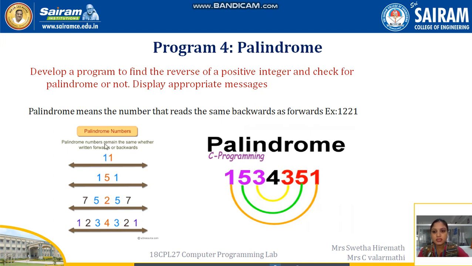Here we can see the pictorial representation also. Palindrome numbers remain the same whether written forward or backward. Here you can see 11, 151, 752, 57, 1 2 3 4 3 2 1. All these numbers are called palindrome numbers. Here we can also see one more picture, in which 1 5 3 4 3 5 1. This is the forward reading, and the backward reading is the same. So this is also a palindrome number, because the forward reading and backward reading are both the same.